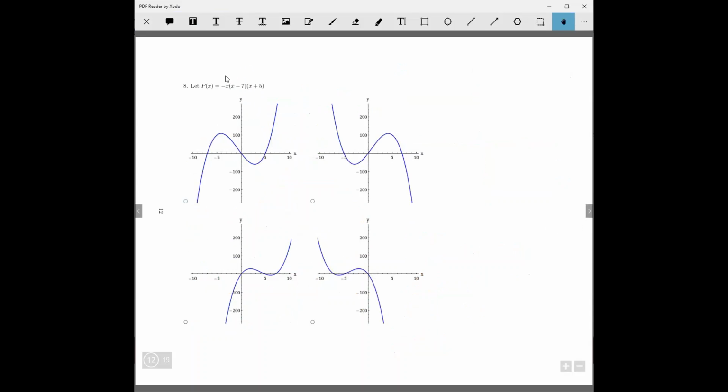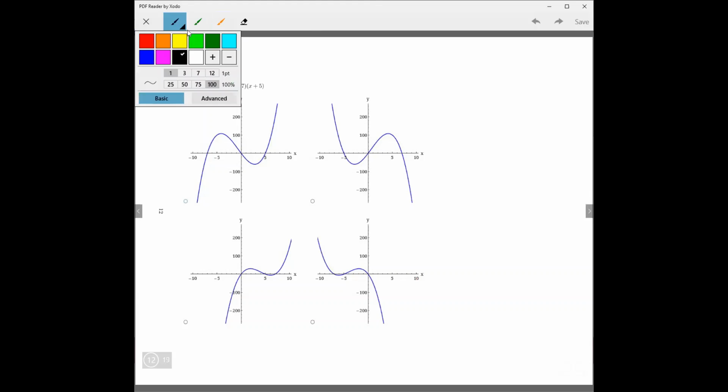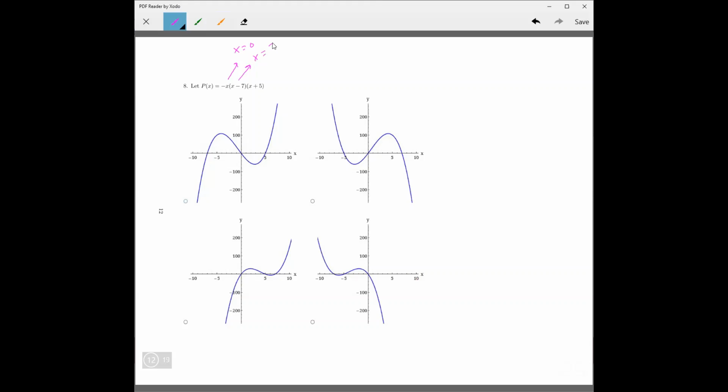Okay, so here we have another one, and we're supposed to find the proper graph of this one. Maybe it's best if we start with the zeros, since it's factored. X equals 0, x equals 7, and negative 5. So those are our zeros. So 0, positive 7. That one's disqualified because it should have zeros there and there. This one does all 3 zeros.